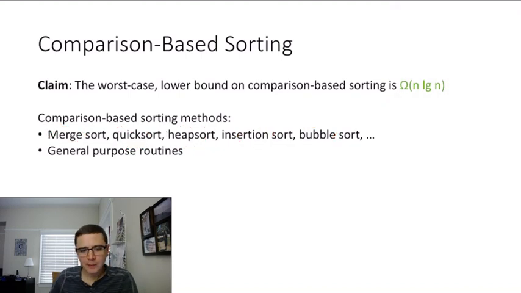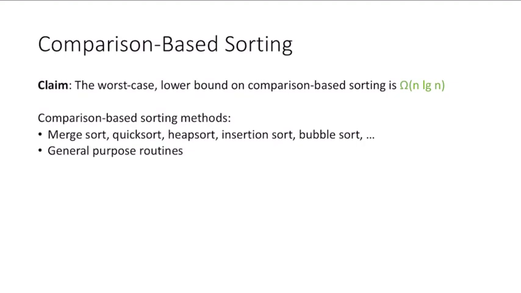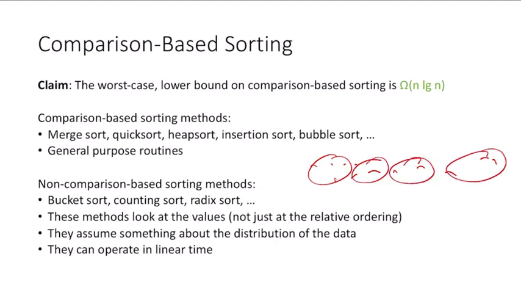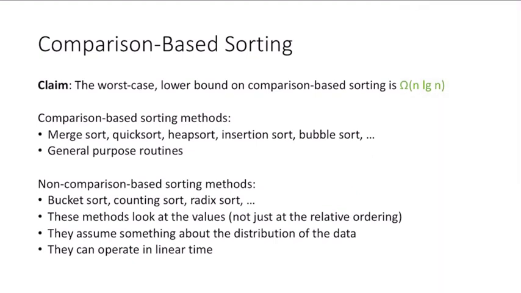There are other types of sorting routines that are less general purpose. So there are non-comparison based sorting methods. So bucket sort, counting sort, radix sort. These are methods that look at the values, not just the relative ordering. So they might know something about the distribution of the data. So if I have randomly and uniform distributed data, it can put these things into buckets, effectively sort the buckets, and then combine the sorted buckets.